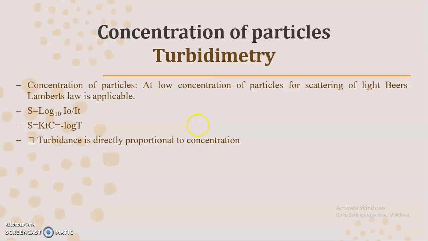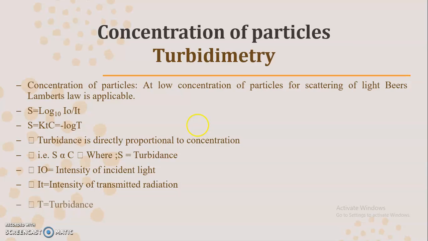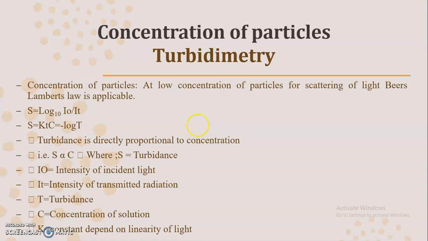Here turbidity is directly proportional to the concentration. S is nothing but the turbidity, and this turbidity is directly proportional to the concentration, that is, S is directly proportional to C, where S is turbidity. I0 is the intensity of incident light. IT is the intensity of transmitted light. T is turbidity. C is the concentration of solution. K is the constant which depends upon the linearity of the light.